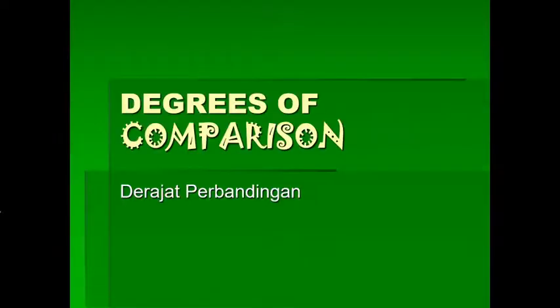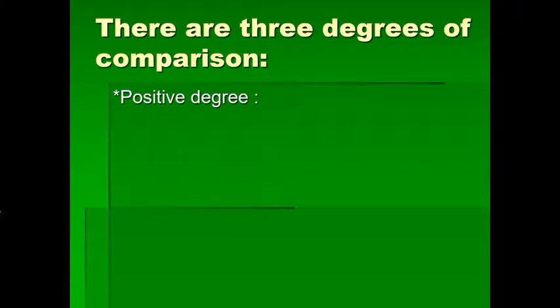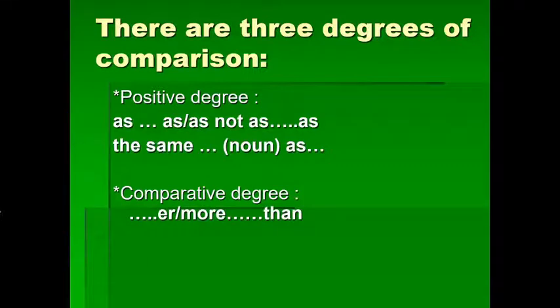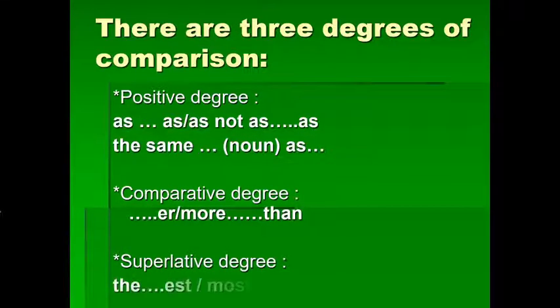So let's see degrees of comparison. There are three degrees of comparison. The positive degree, when we use as with the same noun. The comparative degree, when we use er at the end of the adjective, or more than. And the last one, the superlative degree, that means when we add est or we use most.